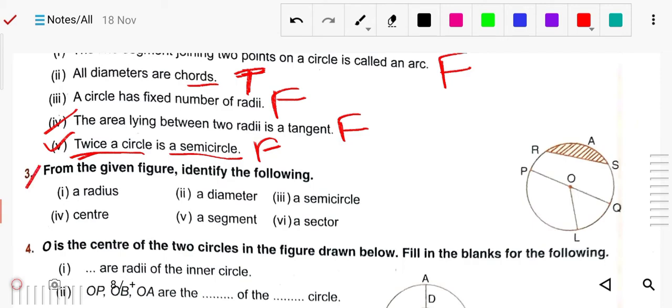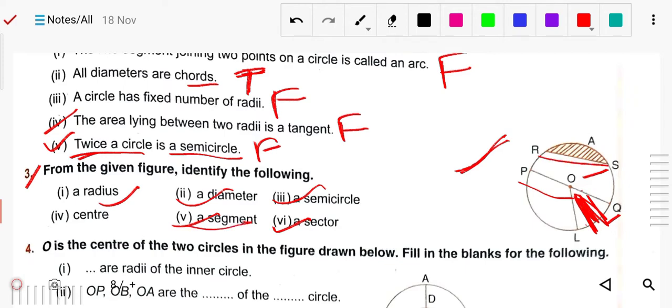Now next, question number 3. From the given figure, identify the following. Radius: you can identify the radii here, OQ, OP, OL are the radii. Then diameter, semicircle, sector, segment. The sector will be LOQ, this is your sector. Segment, so this is your segment, RS. You can write RAS fully. The center is O. So likewise you can write from here.